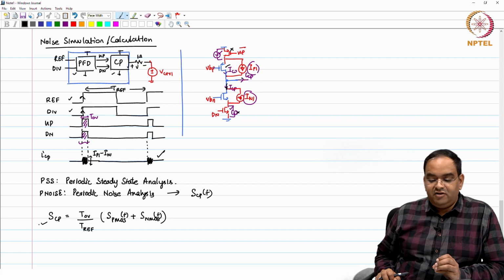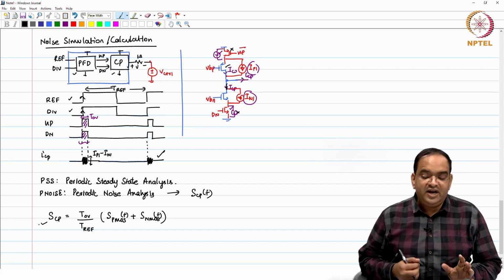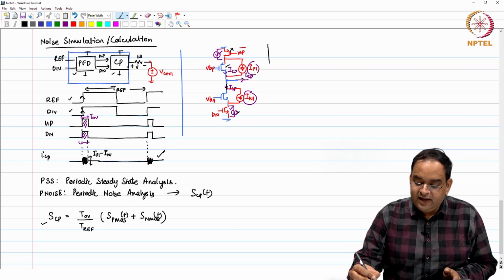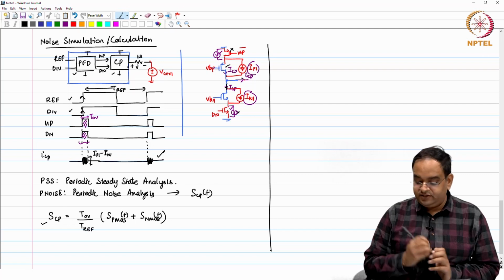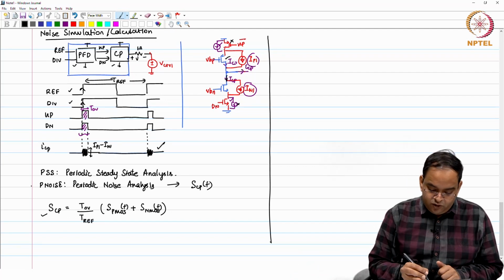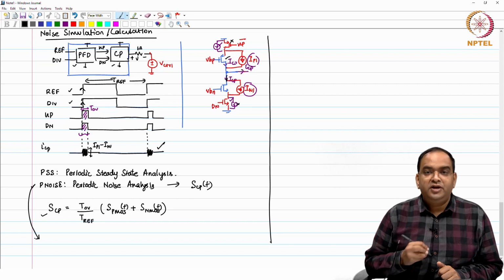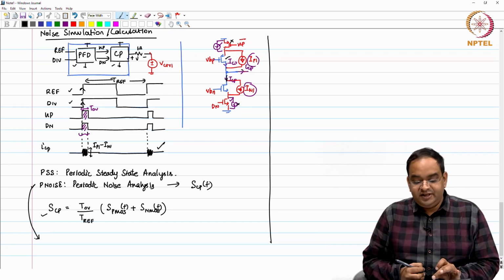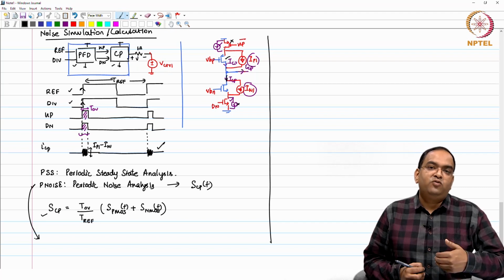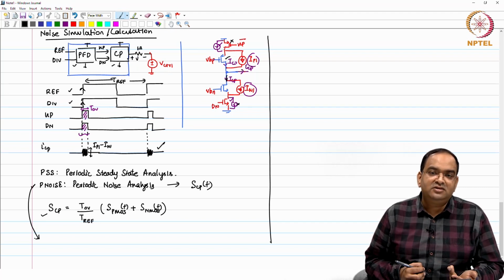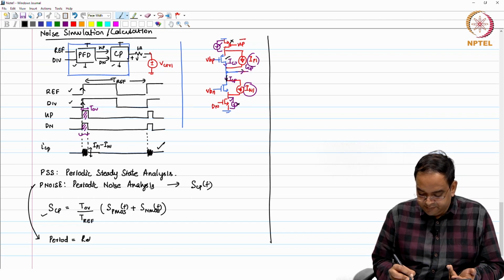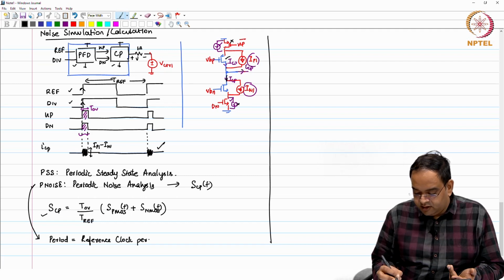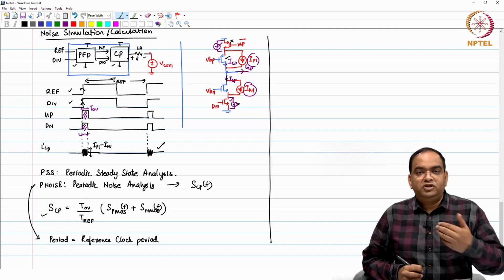Similarly, if you want to find the divider noise, again you take help of PSS and PNOISE analysis and find the divider noise. One important thing here is, when you are doing PNOISE analysis, it is done at the reference frequency. So, you have to provide what is the periodicity or beat period in the system. That period is your reference clock period, and that is what you can tell to the simulator.